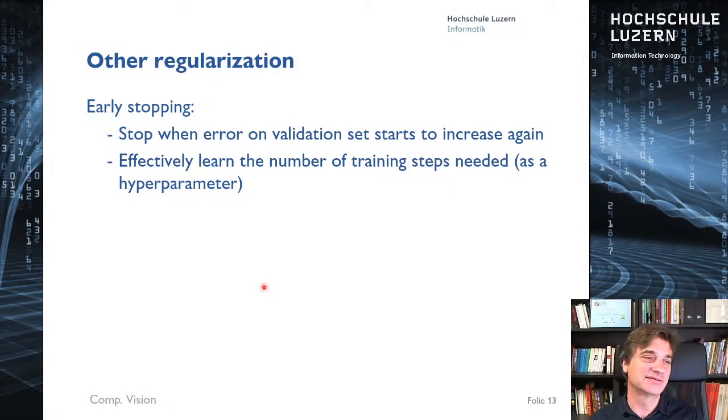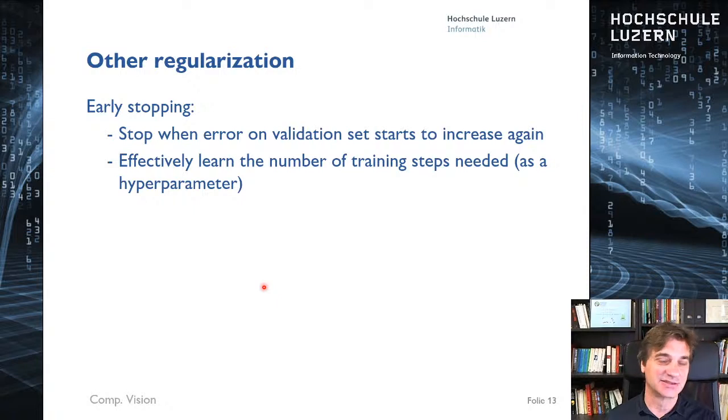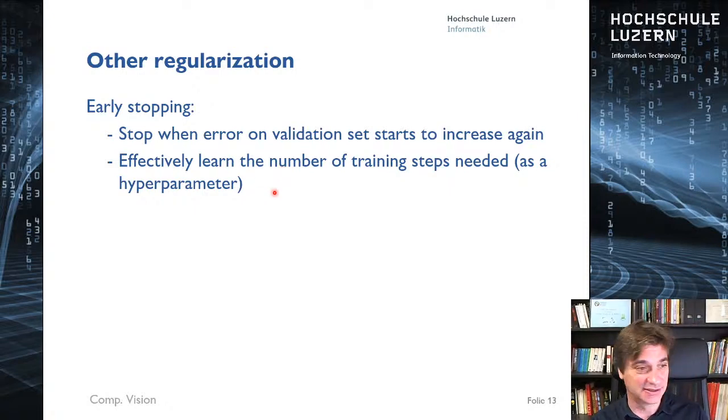Okay, another kind of regularization technique is early stopping, which means you will just watch your training and you will stop when the error on the validation set starts to increase again. So what this effectively means is that you learn the number of training steps, because then during test time, maybe you increase the training data set, and when you want to have your final model, then you will have learned how many training steps are needed for that.